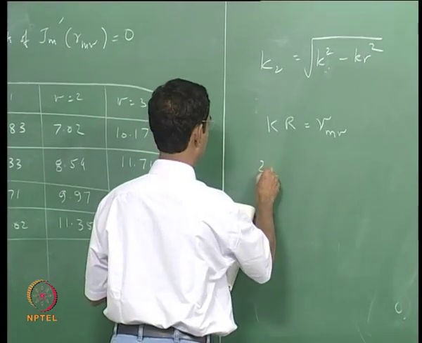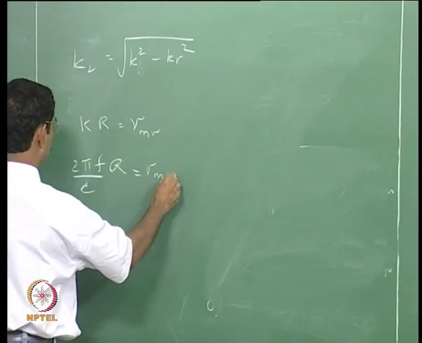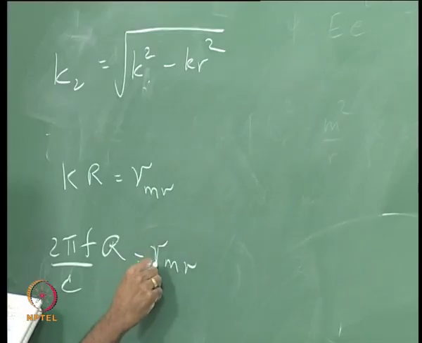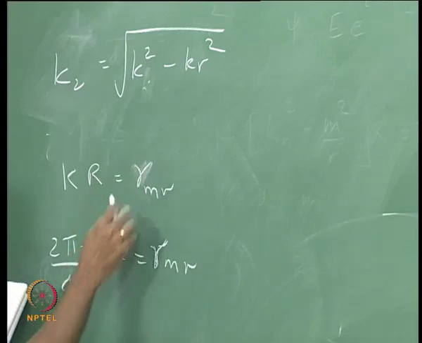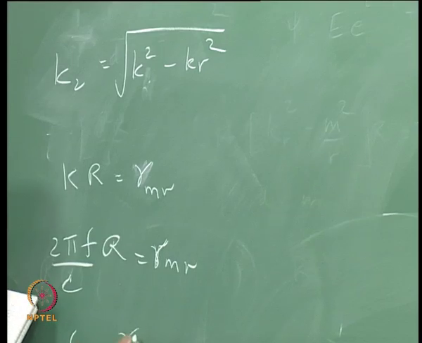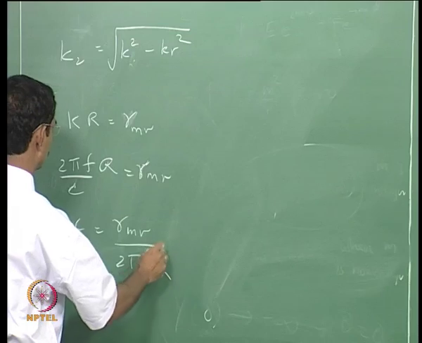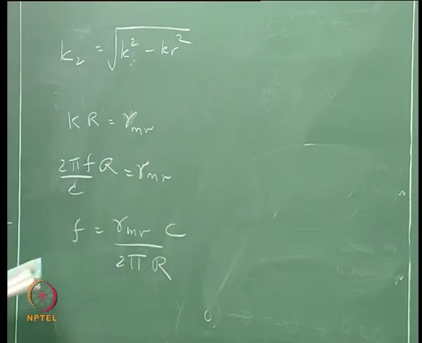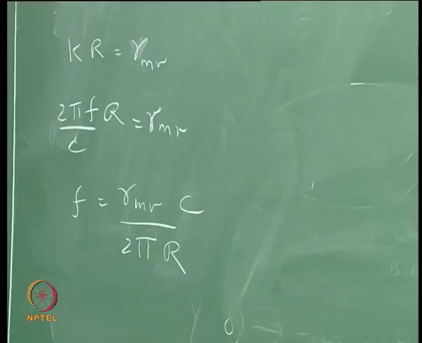So k can be written as 2 pi f over c r equal to, we will call this root as gamma. So this is the cutoff frequency. The frequency established has to be higher than this for the kz to come real, otherwise you will not be able to get a propagating solution.